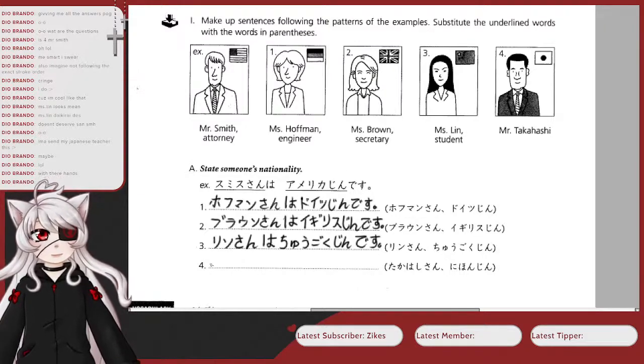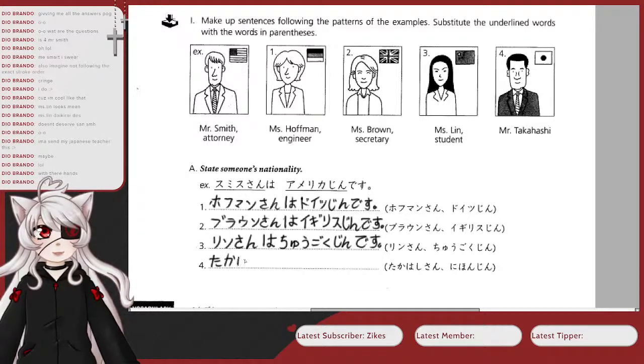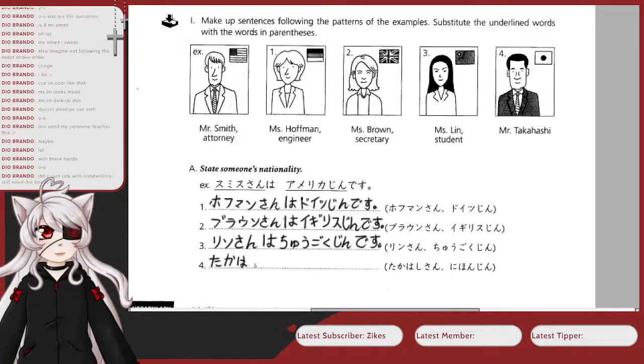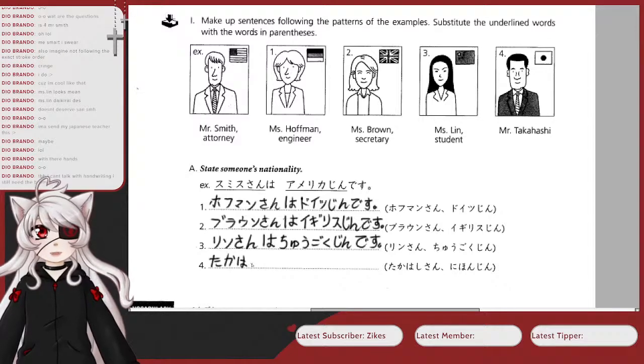And the last one is... oh, try that again. Can't talk with the handwriting, still need the boxes.